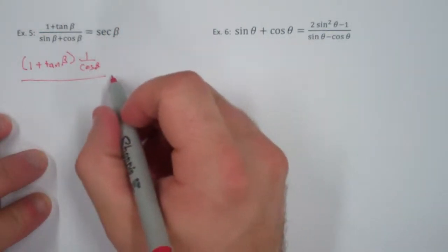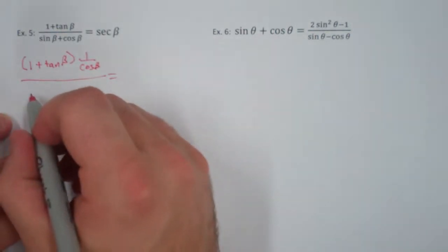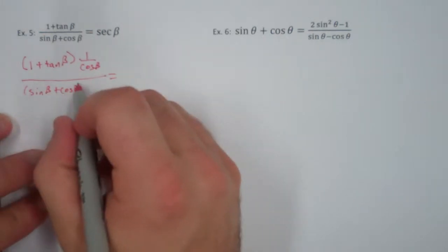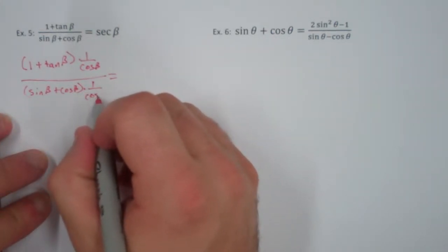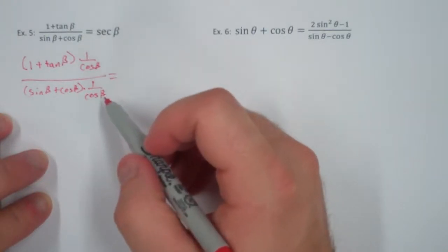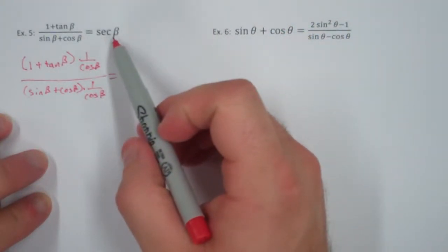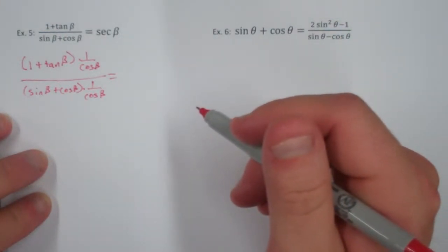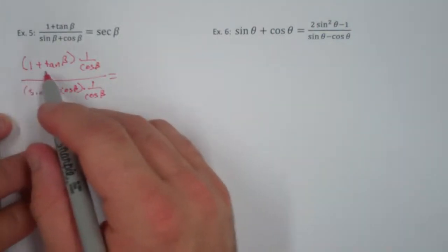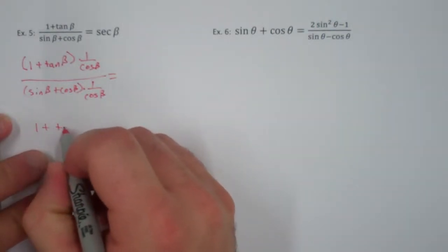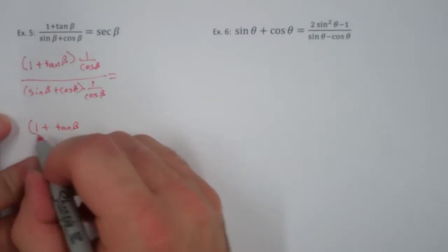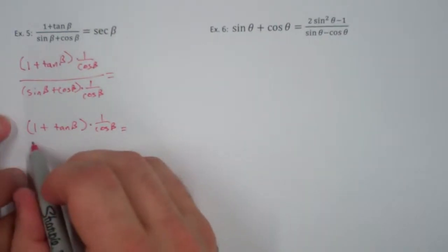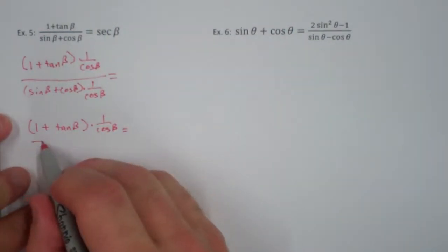Let's try that. So let's multiply the top by 1 over the cosine, and then I'm going to have to do the same thing here with the denominator. I have to multiply that by 1 over the cosine. So that's a good thing to try. If you're at a total loss, look at the right hand side. Maybe multiplying by that could simplify something somewhere down the line. So let's leave this top part, 1 plus the tangent of beta times 1 over the cosine of beta. And let's work with the denominator here.